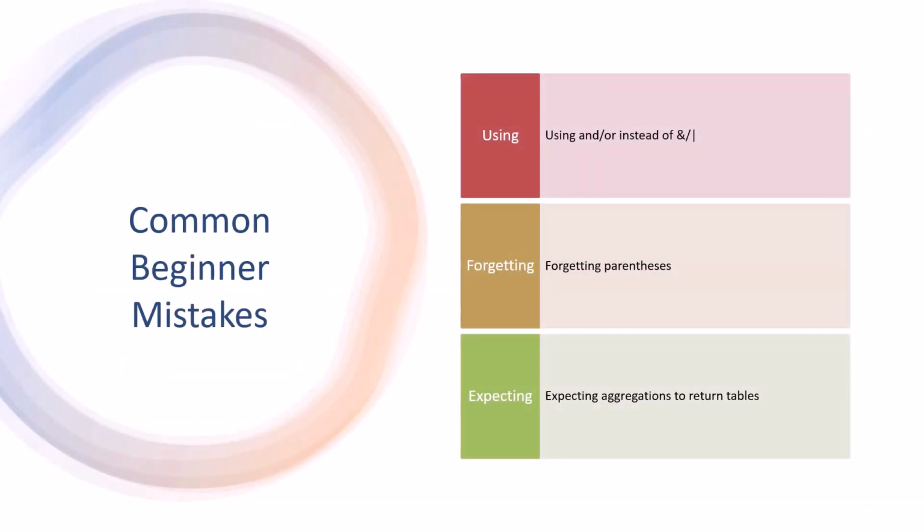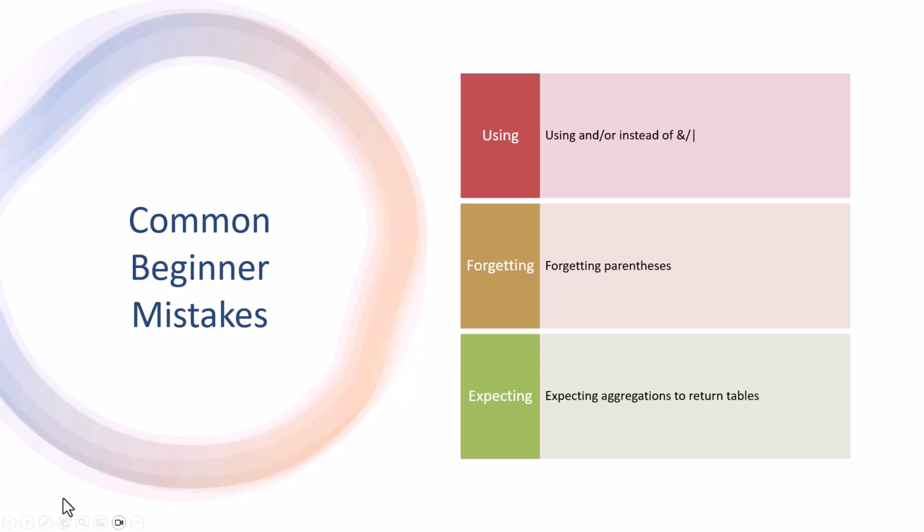Now, there are some common beginner mistakes, and these are the few mistakes that almost everyone makes when starting with Pandas: using the word and instead of the ampersand, or instead of the pipe symbol, forgetting parentheses around conditions, and expecting aggregation functions to return tables. The key lesson here is to be explicit and intentional. Pandas rewards clarity much more than cleverness. If your code reads clearly, it is usually correct.